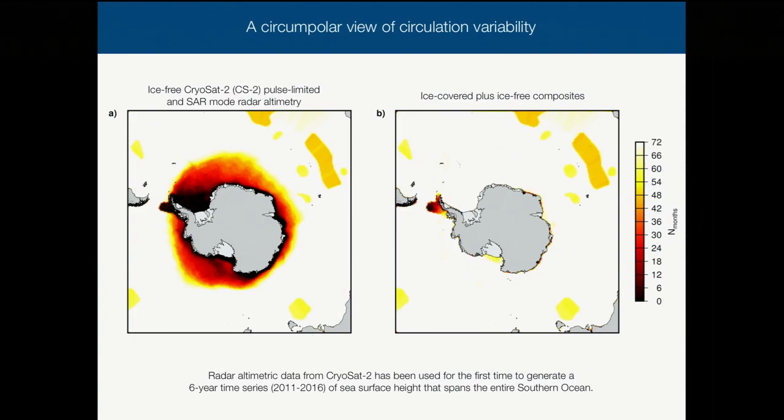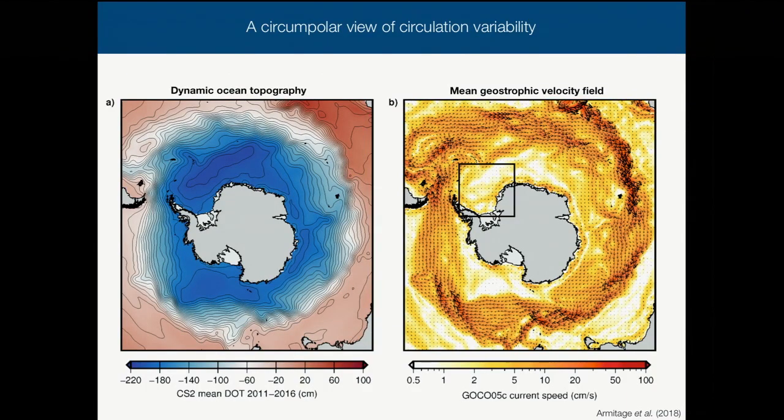We've been using this radar altimetric data coming from CryoSat-2, and when we start looking at our regions in both the ice-covered and the ice-free composites, what we find is we have near circumpolar coverage all the way into the coast and can begin to put together an SSH product. So what I'm going to show you is an SSH product that Tom Armitage has put together that gives us a six-year time series at monthly resolution all the way around Antarctica. And that's what I'm showing here.